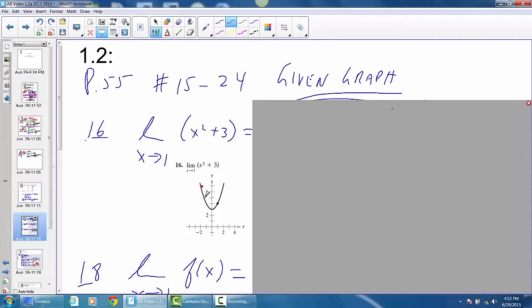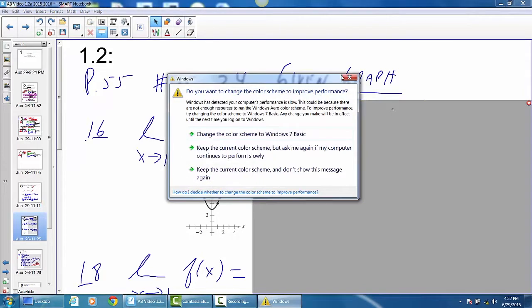Okay, so the limit as x approaches 1 from the left, there is no dot there, let me get rid of that dot. So if you follow this little plus sign here, the limit as x approaches 1 from the left is approaching that height of 4.